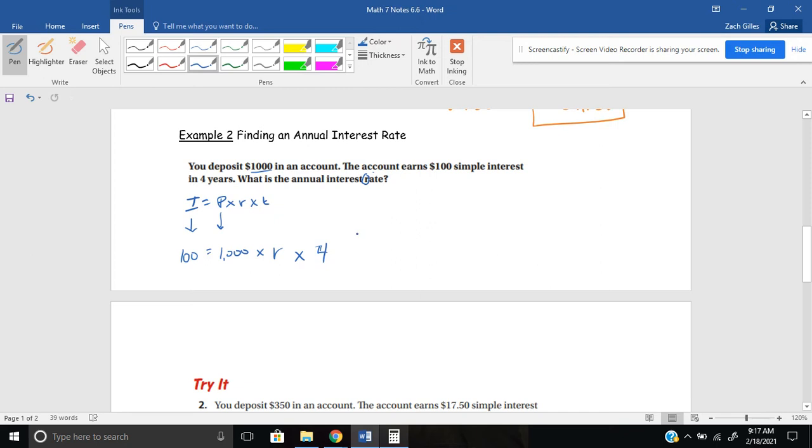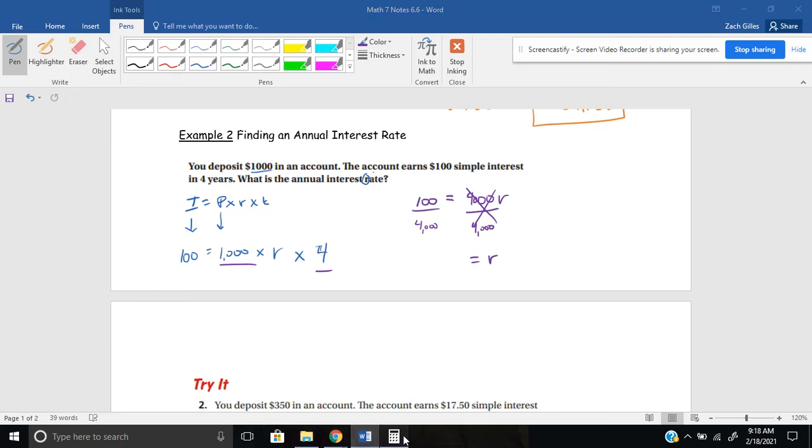On the right-hand side of my equation, I have a couple of like terms. I can take 1,000 and multiply that by 4. So if I simplify this, I would get 100 equals, I didn't do anything to the left-hand side, 1,000 times 4 is 4,000, and times R is just 4,000R. I'm looking to solve for R. Right now, R is being multiplied by 4,000. To undo that, I would divide by 4,000 on both sides of my equation. That would leave me with R being all alone, which is what I wanted.